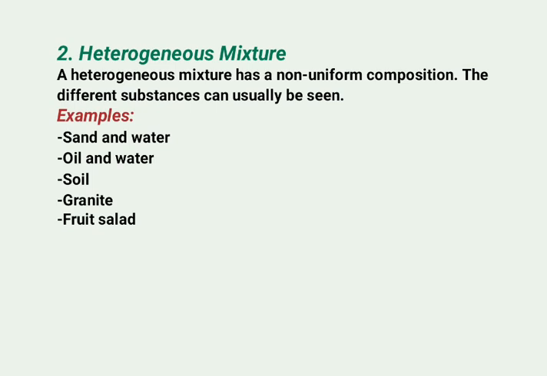The second, which is heterogeneous mixture, has a non-uniform composition. The different substances can usually be seen. Examples: number one, we have sand and water. As you can see, when you mix it, you can easily see the parts. We have oil and water. We have soil. We have granite. And we also have a fruit salad.